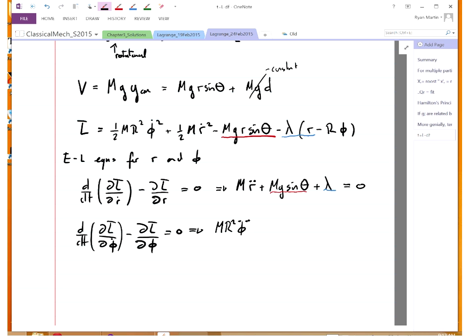And then the only other term that has a phi in it is the minus lambda times minus r phi. So in the Lagrangian, that's positive, right? That's plus lambda r phi. When I take the derivative with respect to phi, I get lambda r. And then in the Euler-Lagrange equation, I have to take a minus of that. So I get minus lambda r equals 0.